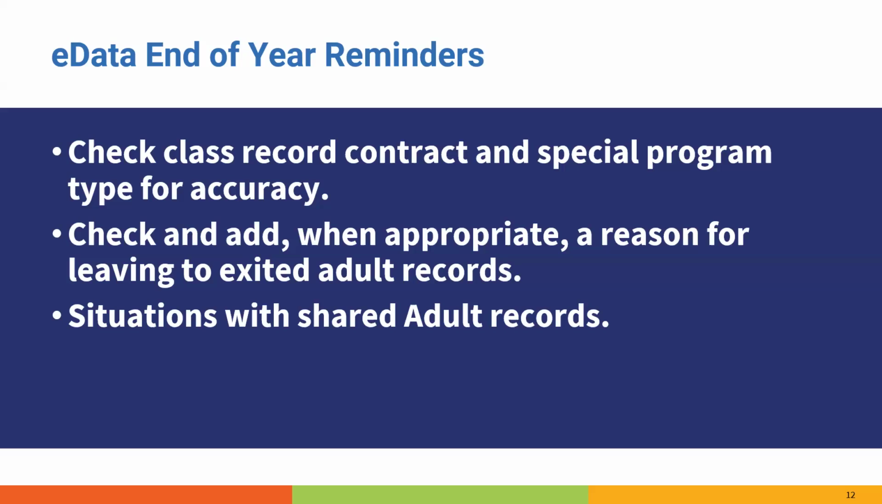So that makes us wonder, is this class assigned the correct contract? That can be corrected and fixed in eData. So that's something to double check. Now that most of you are not going to be adding any new classes, you could check existing classes to make sure that they were assigned the correct contract that's consistent with the instruction.